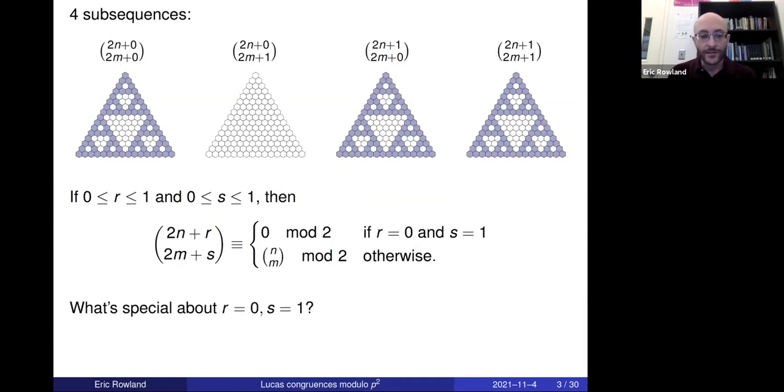So what's special about r equals 0 and s equals 1? Why is it the odd one out in terms of these pictures? Well, one way in which it's different is that 0 choose 1 is 0, whereas the other 3 binomial coefficients, if you just look at r over s, give you 1.